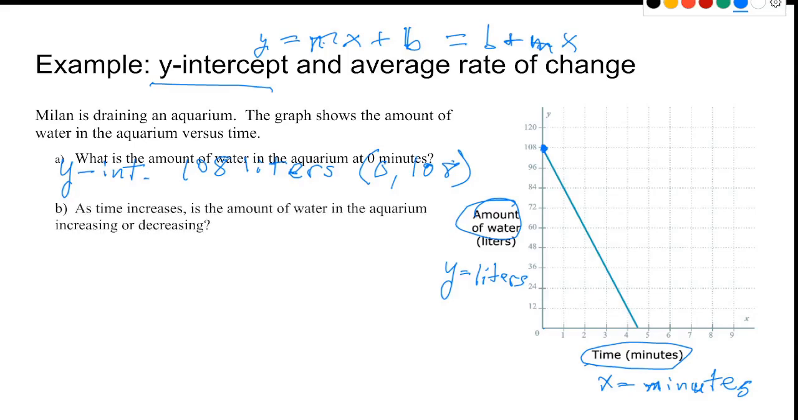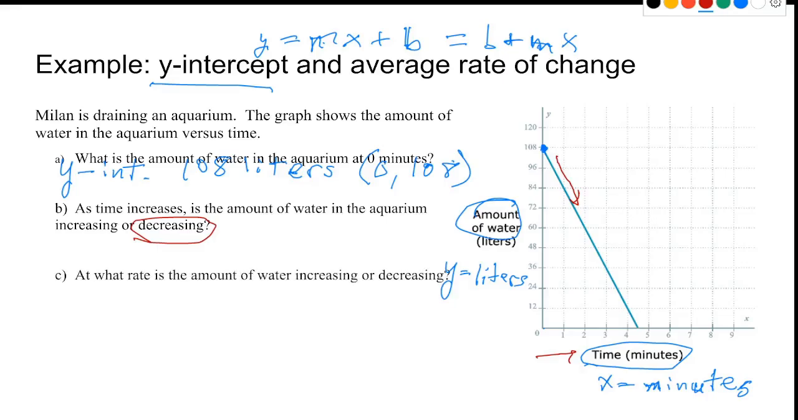So now, as time increases, let's go for the B part, we'll change color here. Time is increasing. Is the amount of water in the aquarium increasing or decreasing? So we're reading from left to right, and we can see that the amount is going down. So that's going to be a big feature that we're going to look at. So we can just say it's going to be decreasing. You remember from your exploration of linear equations, this would mean our slope is going to be negative, right? But that's one of the things we look at.